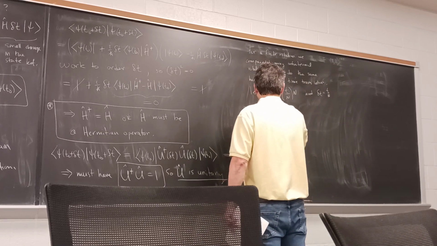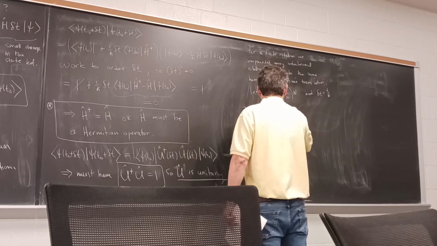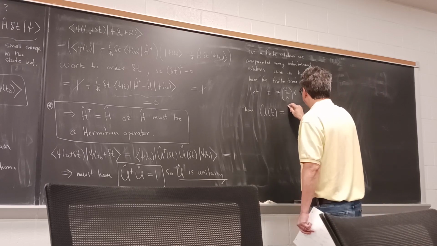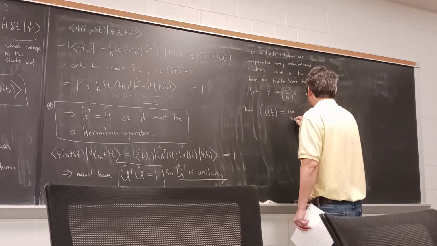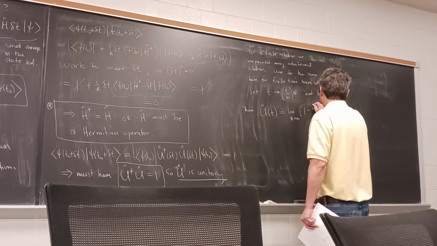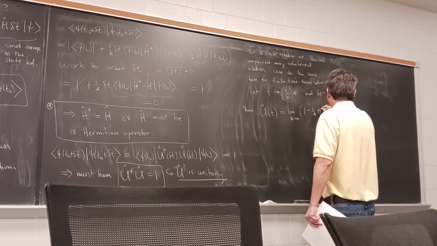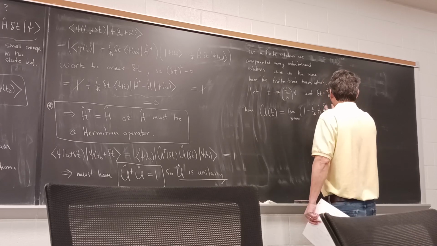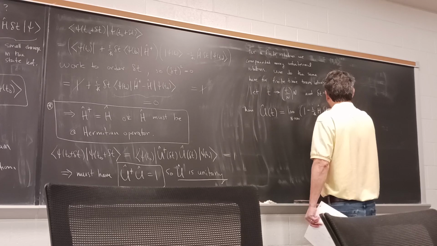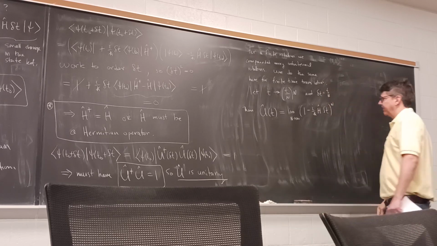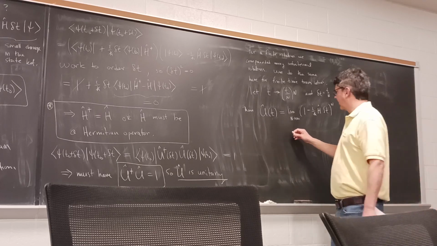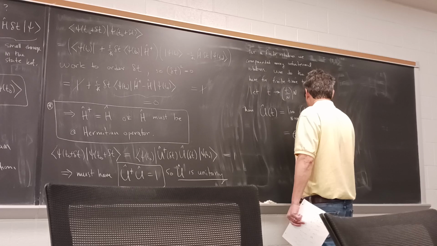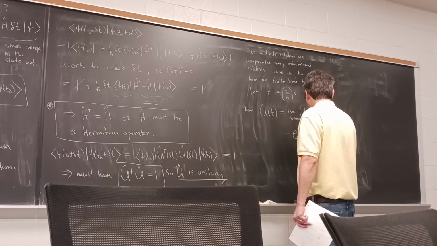Then U hat of the finite time t will be the limit as n goes to infinity of (1 minus i over h bar H hat delta t) to the n. And so this is just e to the minus i over h bar H hat times t.